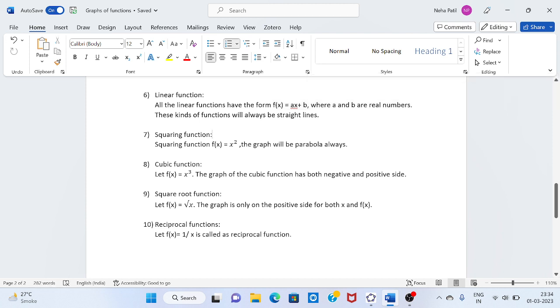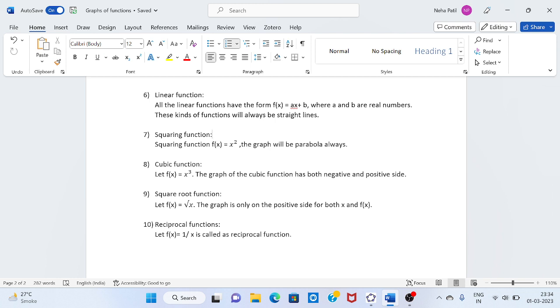The next we have is a squaring function. For a squaring function, if we want to take the square of any number, how do we take it? If I want to take the square of 5, we take 5 squared, that is 5 into 5. So that will be f of x equal to x square. And such a graph will always be a parabola.